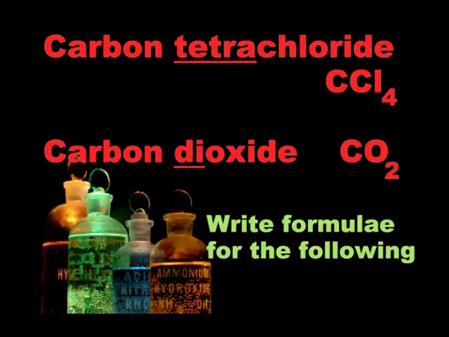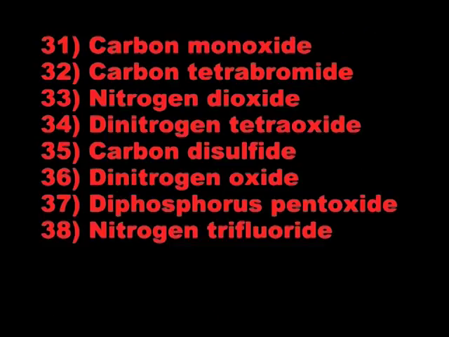The first example is carbon tetrachloride, CCl4, a banned cancer-causing chemical that used to be used in dry cleaning. The prefix tetra means 4, so carbon tetrachloride has 1 carbon and 4 chlorines. The second example is carbon dioxide CO2. Di means 2. It has 1 carbon and 2 oxygens. See if you can write the formulae for these chemical names.